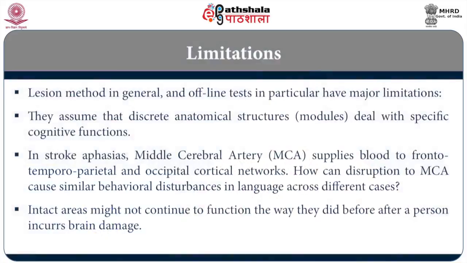Also, the other assumption of the lesion deficit method is that intact areas continue to function the way they did before, even after the brain damage. Say there is a person whose brain is working in a particular way. He incurred brain damage, high blood pressure, whatever, an artery burst, and stroke aphasia happened. Now we are assuming that even after brain damage, unaffected areas are functioning normally. How can we uphold that assumption? It's possible that because of a lesion in one area, the surrounding area can also be affected, right?